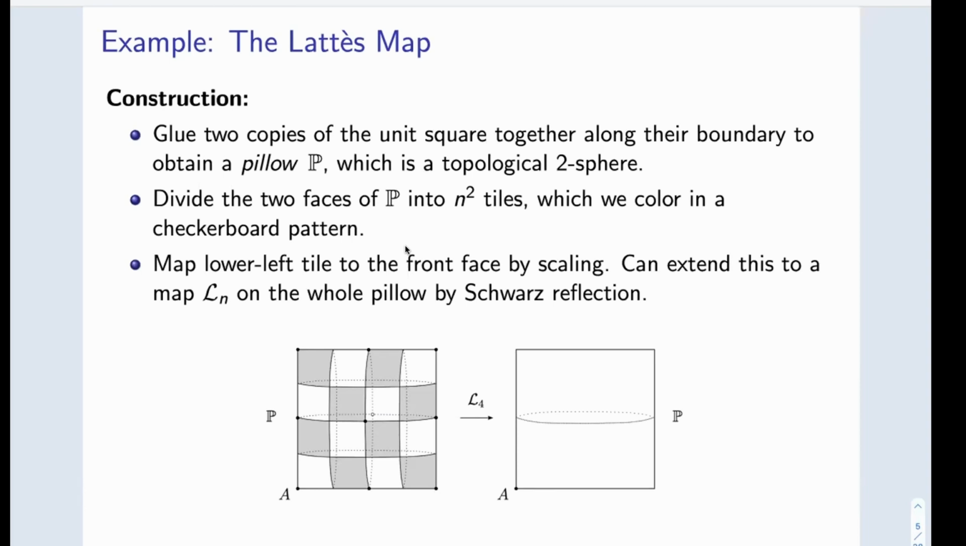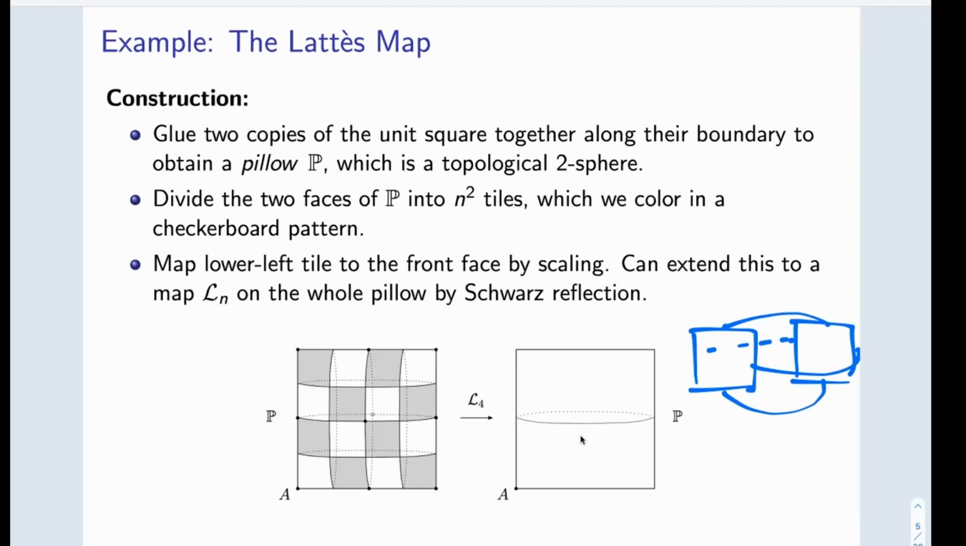Here's another example that will be of interest later on, which is the lattice map. A lattice map is going to be constructed in the following manner. We're going to have what we call the Euclidean square pillow. Basically, what I've done here is I've taken one copy of the unit square and a second copy, right? And then I identify these boundary edges, here, and here and here. Then I end up with something that looks like a pillow, and this is going to be homeomorphic to a sphere.